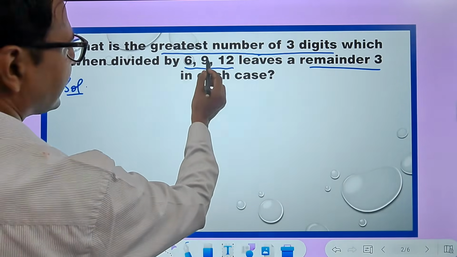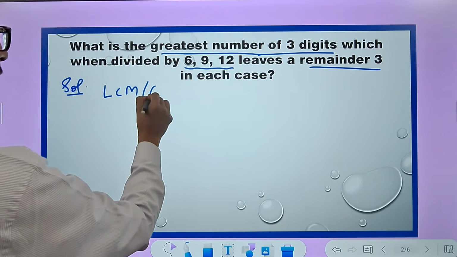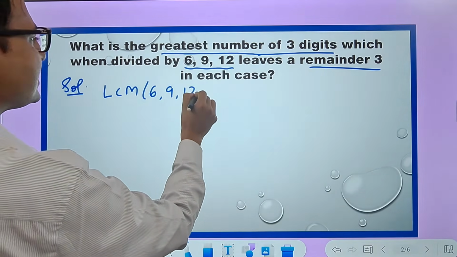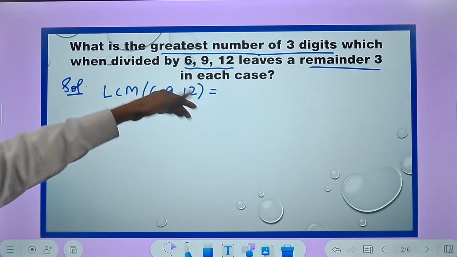So the divisors here are 6, 9 and 12. So the LCM of 6, 9 and 12. This is the first thing you have to do. Now come to the short tricks. I told you whenever you have to solve these problems, you can use short tricks.